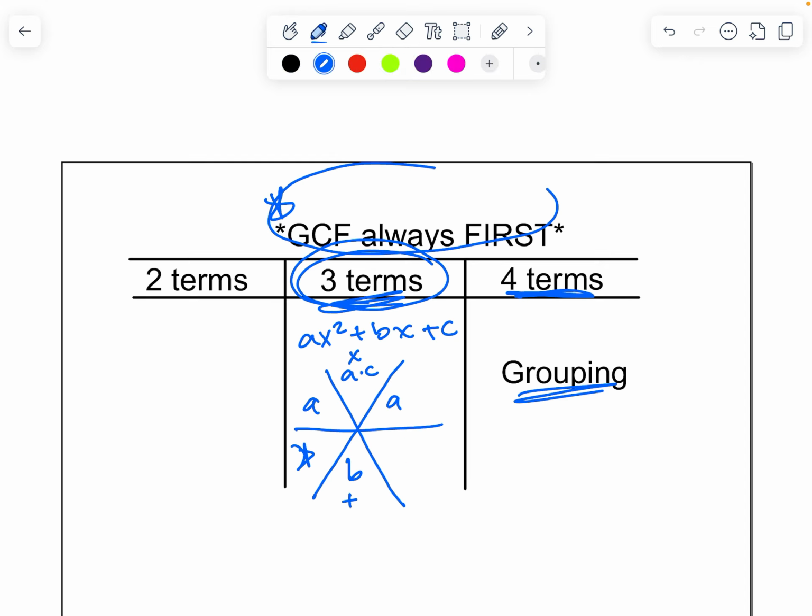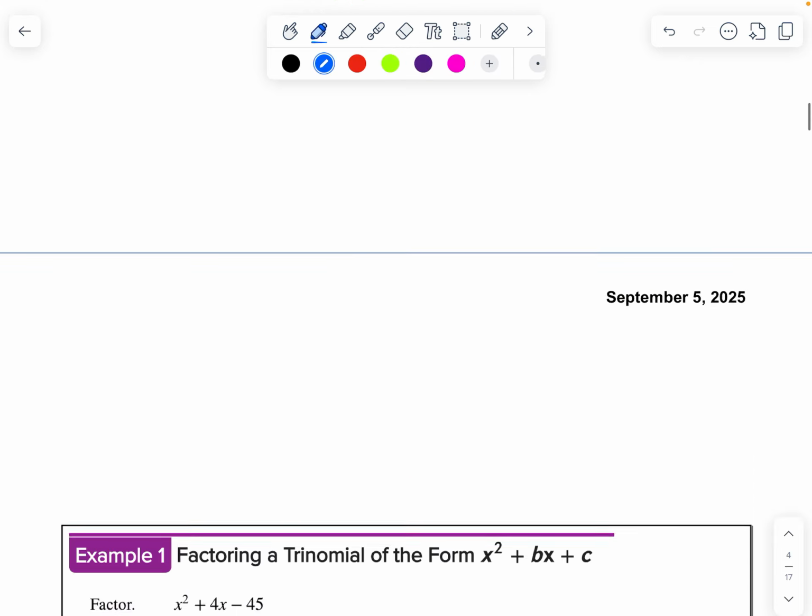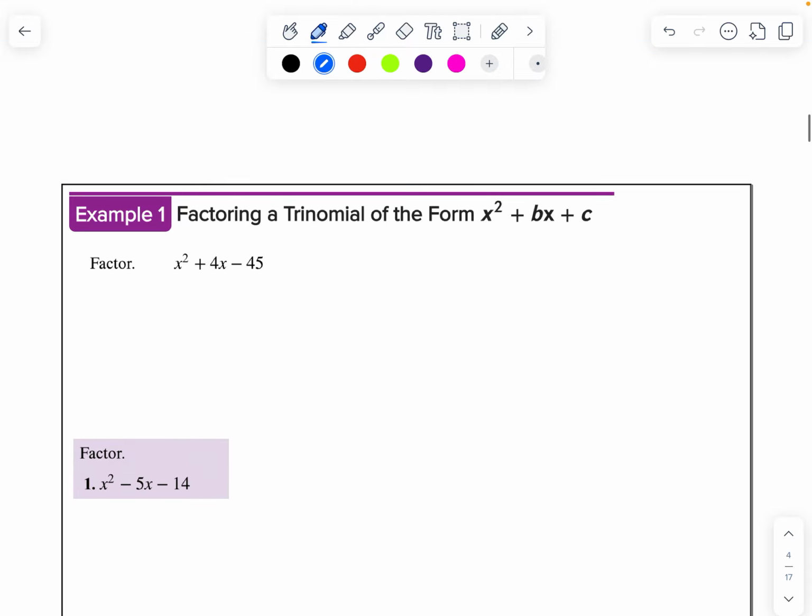All right, I think the best way to see this is through some examples. So we're going to jump straight to an example here. If we were trying to factor this trinomial, x squared plus 4x plus 45, notice it has 1, 2, 3 terms, and it does not have a GCF. So always we're first checking to see if there's a GCF. If there's not a GCF, we count how many terms. Since there are 3 terms, we're going to go to the star method.